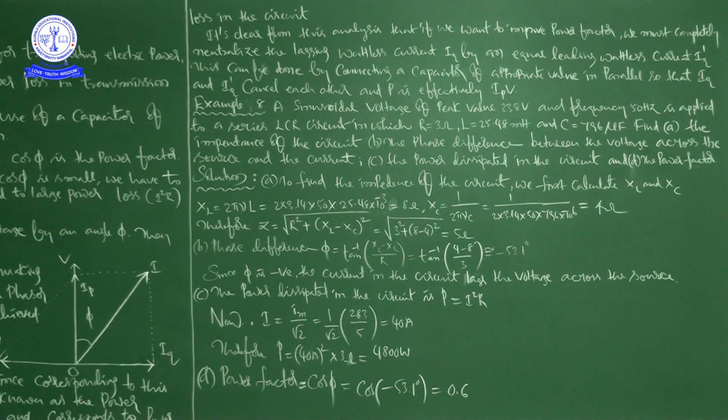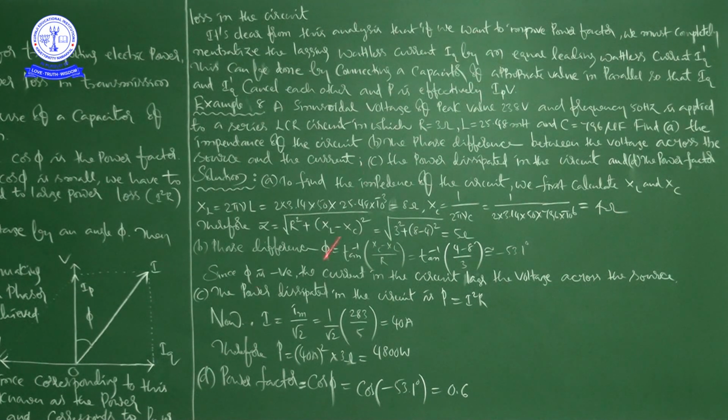Now, XC is equal to 1 by 2 pi nu C. That is 1 by 2 into 3.14 into 50 into 796 into 10 to the power of minus 6, because microfarad, micro means 10 to the power of minus 6. That is equal to 4 ohms.